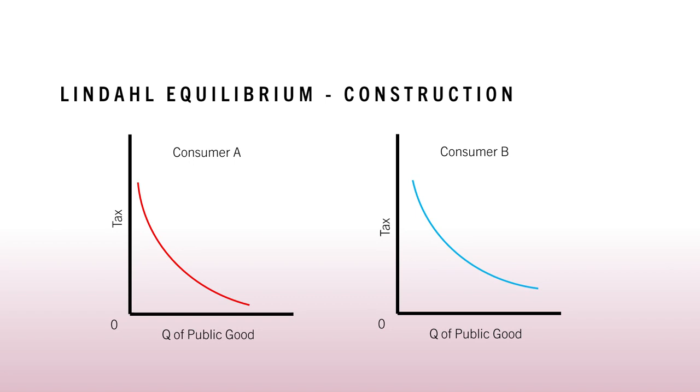Now, the Lindahl equilibrium construction assumes a two-individual economy. In our case, consumer A and consumer B. On the y-axis, we have the tax that is paid by the consumers, and on the x-axis we have the quantity of a public good, in our case free education. The two constructions basically show the demand for the public good.